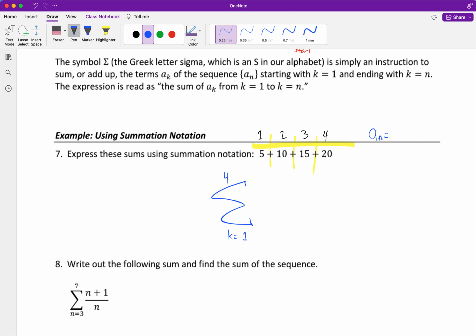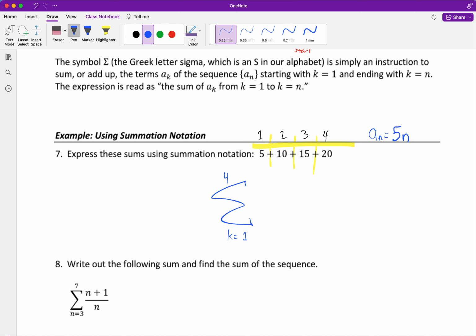So what's actually happening here is, if I look at connecting the 1, the 2, the 3, and the 4 to what's happening, what I notice is that if I did 1 times 5, that's going to equal 5. If I do 2 times 5, that's going to equal 10. If I do 3 times 5, that's 15. And if I do 4 times 5, that's going to be 20. So what I think is actually happening here is I'm doing 5 times whatever the term number is.